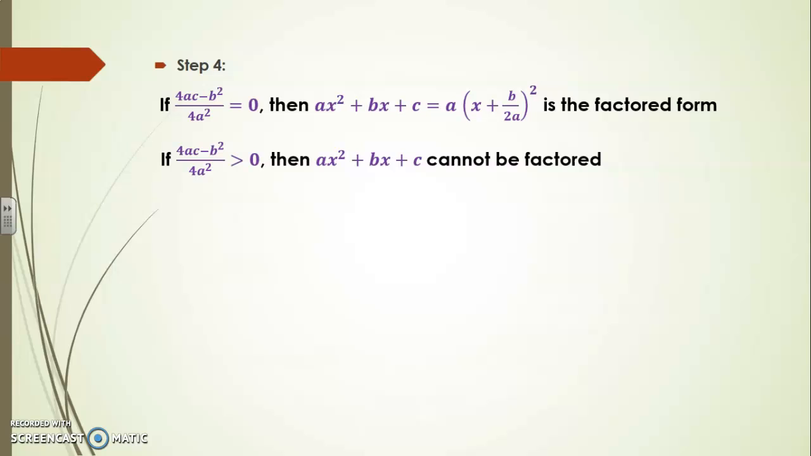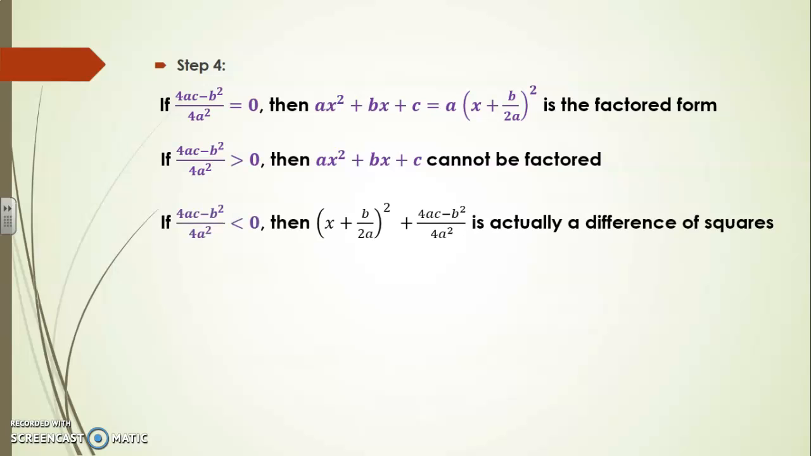If 4ac minus b squared over 4a squared is positive, then ax squared plus bx plus c cannot be factored because, in fact, we'll have a sum of squares rather than a difference of squares, which are not factorable. If 4ac minus b squared over 4a squared is negative, then x plus b over 2a squared plus 4ac minus b squared over 4a squared is a difference of squares. And in the special factored forms, we've discussed how those can be factored.